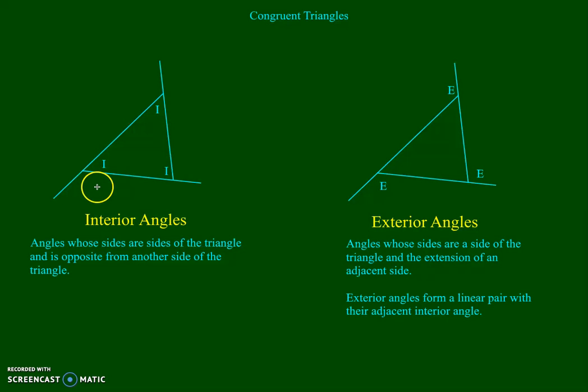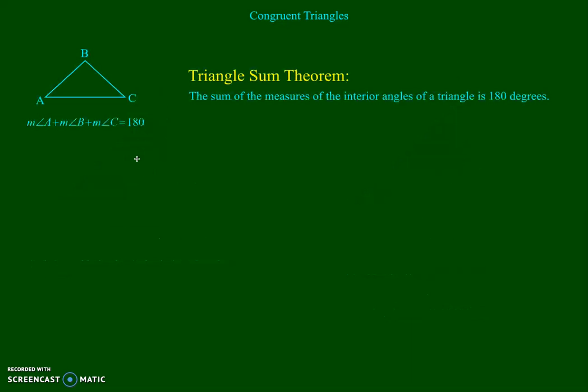So let's go ahead and look at an important relationship between the interior angles of a triangle. Now this relationship is called the triangle sum theorem. The triangle sum theorem states that the sum of the measures of the interior angles of a triangle is 180 degrees. So the measure of angle A plus the measure of angle B plus the measure of angle C is going to equal 180 degrees.